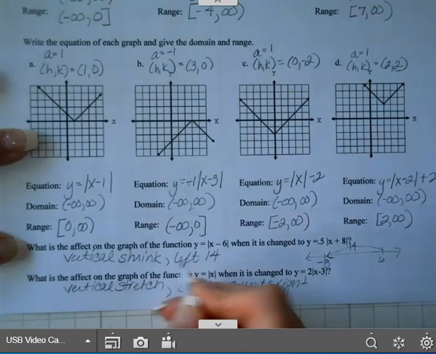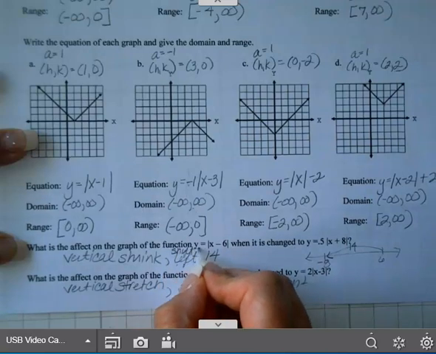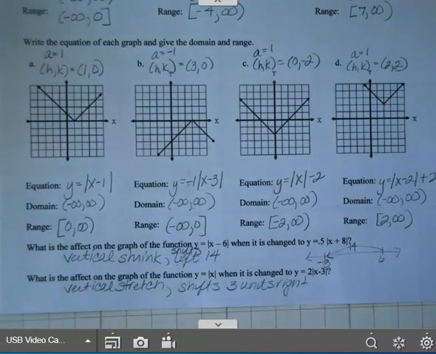And I think I said it, but this is left 14, it's shift left 14. And that completes our notes for the day.